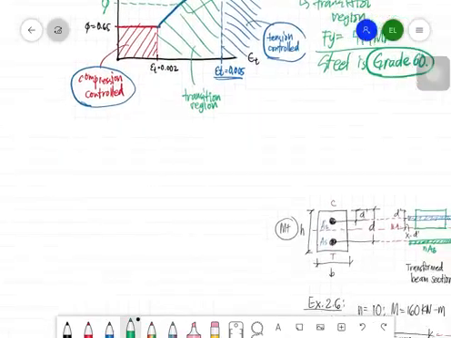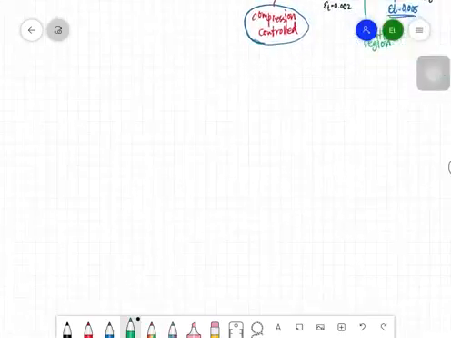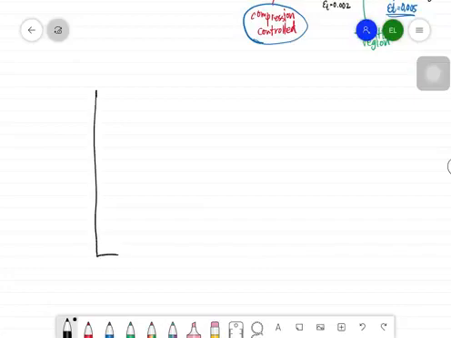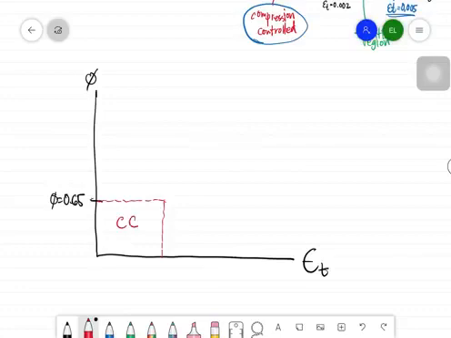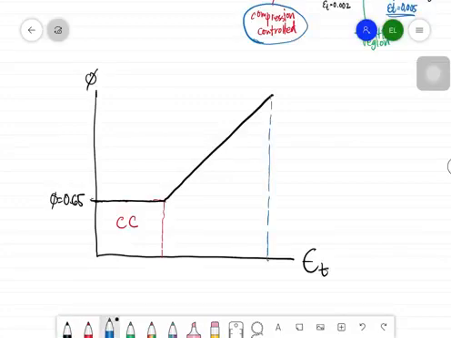So we need to redraw that one. Let me redraw that one here. So we have strain T, then we have phi. Again, phi is 0.65 here, for the compression controlled region. Beyond this one is the tension control. Then this one here is the transition region.